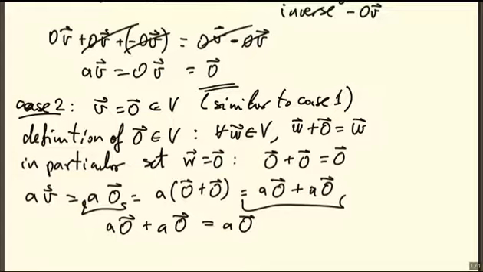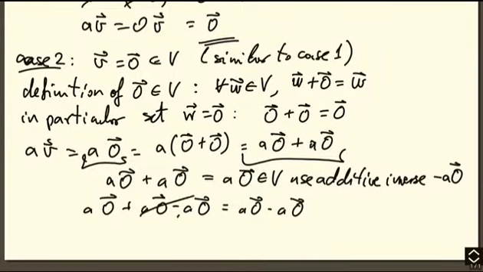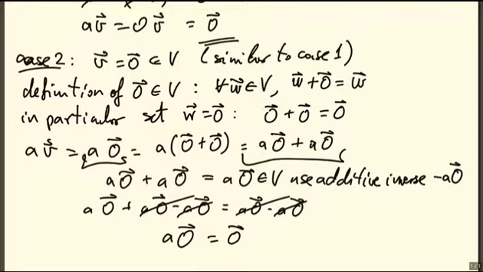Again, we use additive inverse. Since this is in the vector space V, it has additive inverse minus A0. And what we get is that A0 plus A0 minus A0 equals A0 minus A0. And after cancellation, we get that A0 equals the 0 vector.